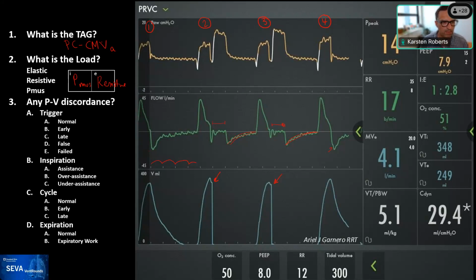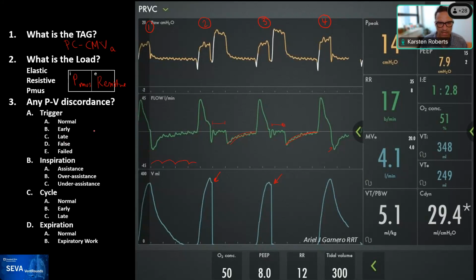So is any patient ventilator discordance occurring? We'll start with the trigger. Do we see a normal, early, late, false, or failed trigger? Okay, perhaps a false trigger, maybe in the second or third breath. Anybody else? Normal, normal.